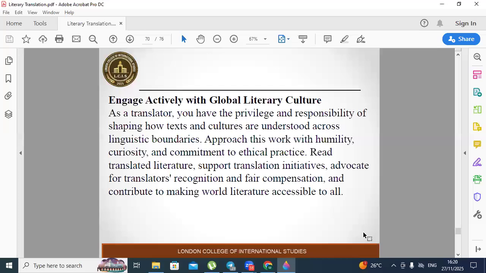Support translation initiatives, advocate for translators' recognition and fair compensation, and contribute to making world literature accessible to all through your own translation work, through advocacy, through supporting institutions that promote translation. Your contribution helps build a richer, more inclusive global literary culture.